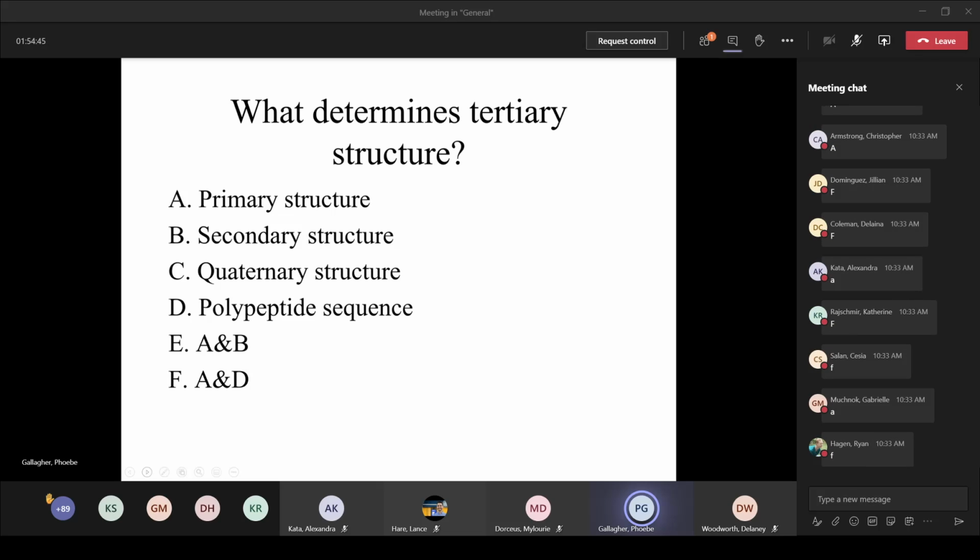Okay, so it's a mixture of a bunch of different answers. So the correct answer is F. It's kind of a trick question. Remember that your primary structure is essentially your polypeptide sequence, right? So it's the amino acids all linked together making up a polypeptide, and that sequence is your primary structure. And your primary structure, along with that sequence, is what dictates the tertiary structure.